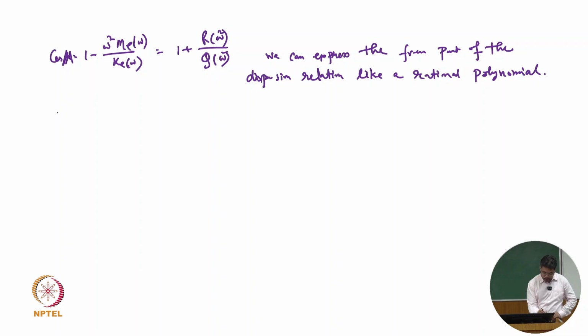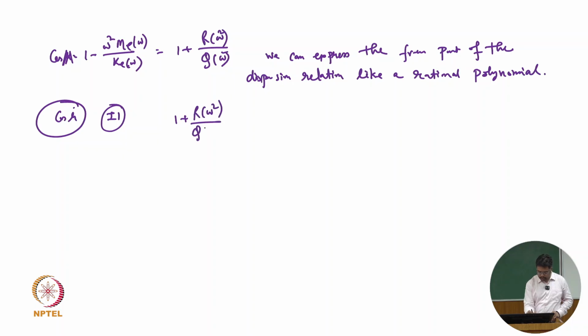First and foremost, what is the range of cos mu? The real range of cos mu is basically minus 1 to plus 1. In that range, what are the boundaries for that polynomial? The boundaries will become 1 plus r of omega square divided by q of omega square equal to 1, and 1 plus r of omega square divided by q of omega square equal to minus 1. So these are the two band boundaries.